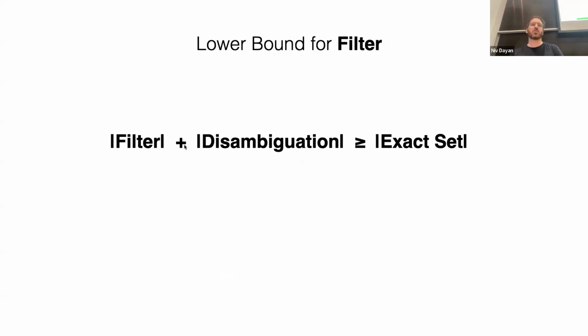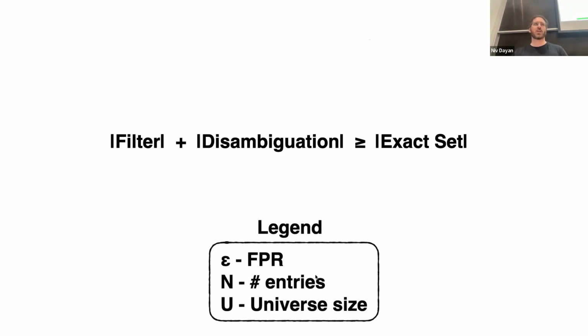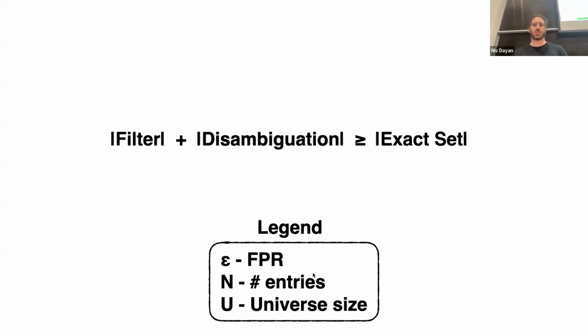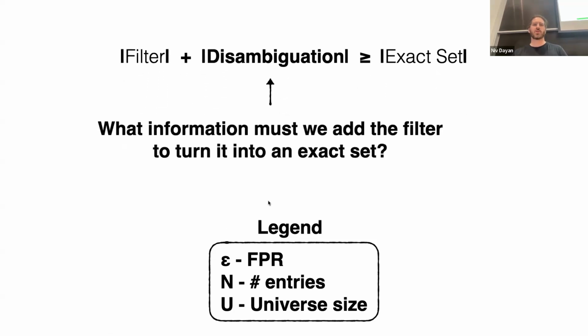I'm saying that the filter plus this disambiguation table is actually going to resolve the true positives from the false positives. By so doing, it's going to turn the filter from an approximate set to an exact set. Okay, so this is my high-level strategy for proving this. All right, this is my legend, my list of terms. Okay, so this is just what I said.